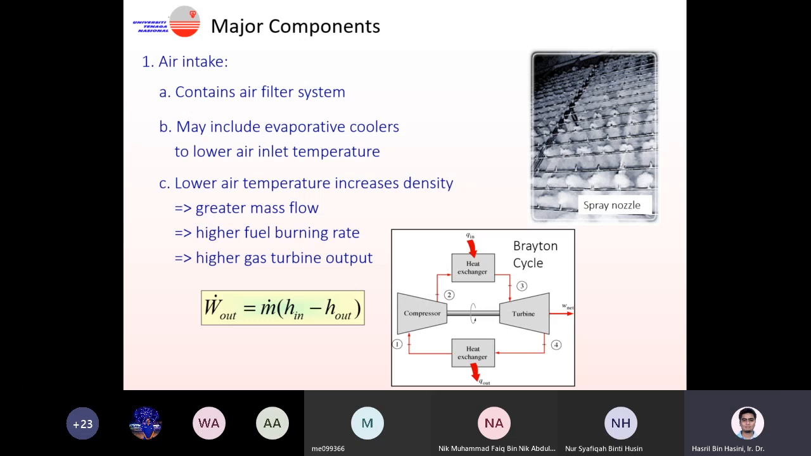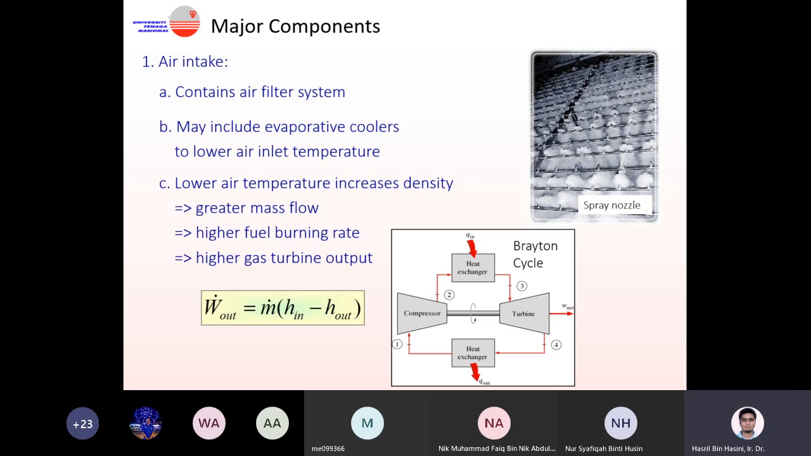It may include an evaporative cooler to lower the air inlet temperature. This is like a spray of water. They might be spraying water into the air inlet to cool down the temperature. Why do we need to cool down the temperature, especially in Malaysia where the ambient condition is high? When you have a high inlet temperature, the efficiency actually goes down.